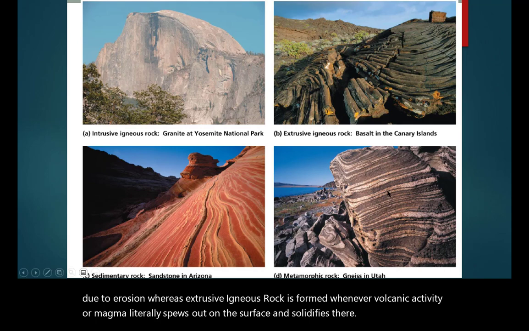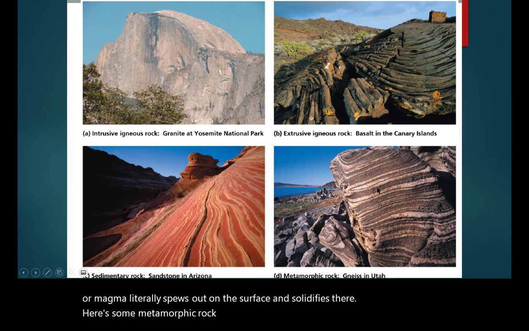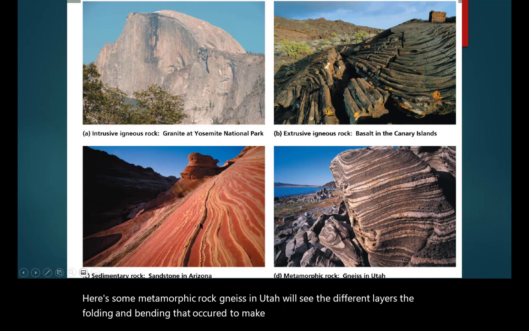Here's some metamorphic rock, nice, in Utah. You can see the different layers, the folding and bending that occurred to make this rock. And then here's sandstone in Arizona, where you can see the distinct layers of sediment.